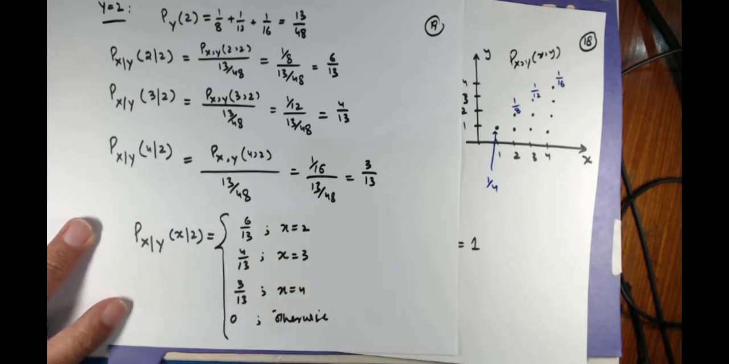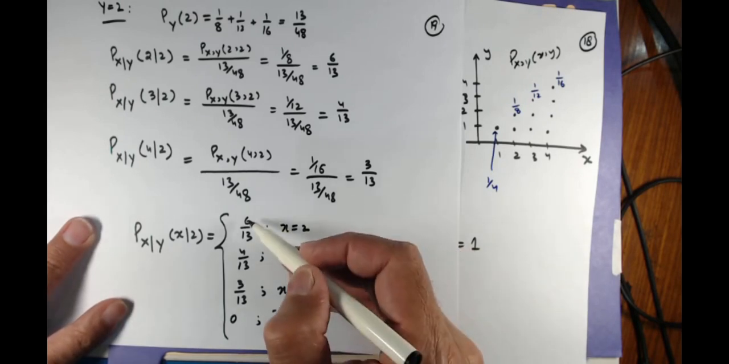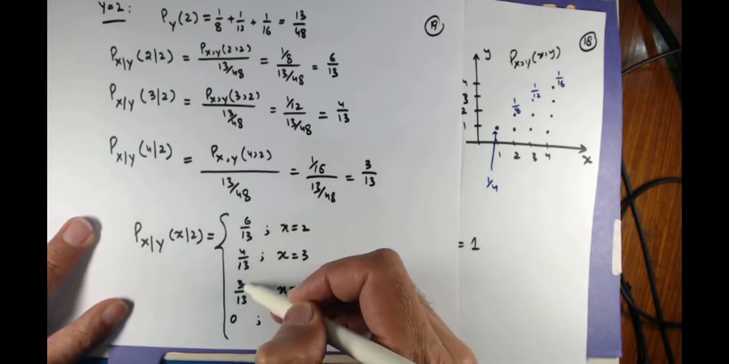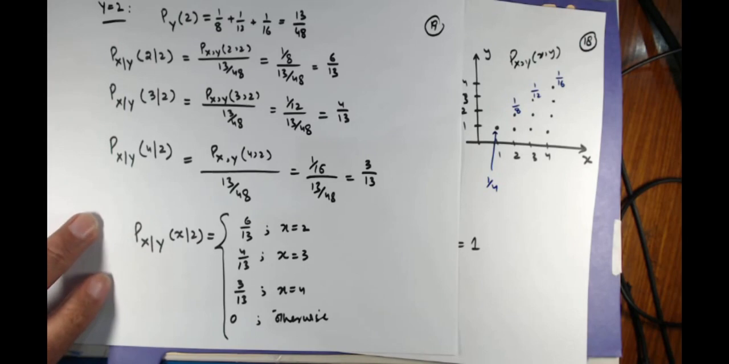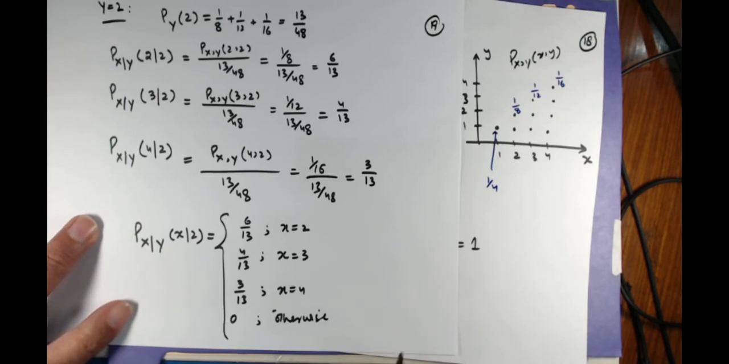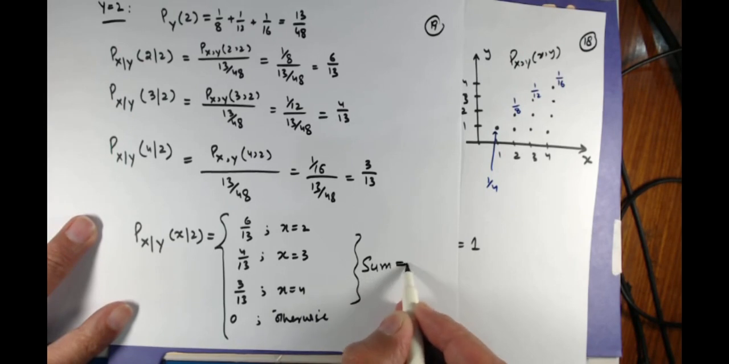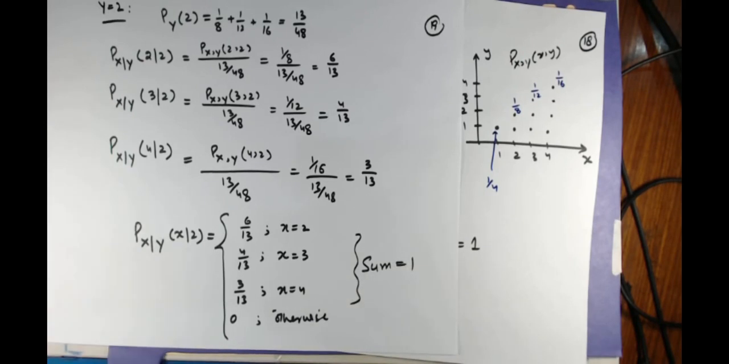Again, you see the rule can never be violated. 6 plus 4, 10 plus 3, 13 by 13. So the total sum of the probabilities is equal to 1. So you see that the sum here is also equal to 1.